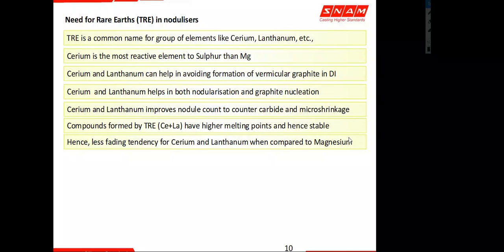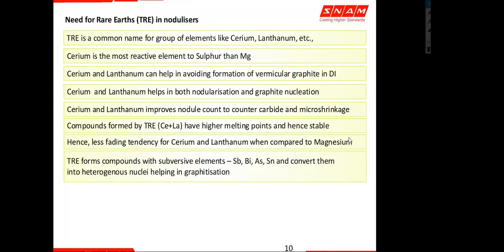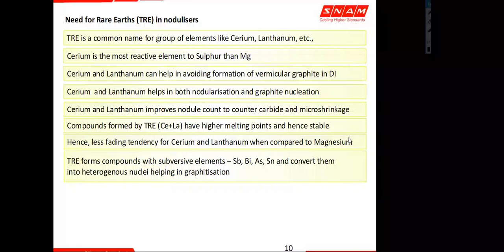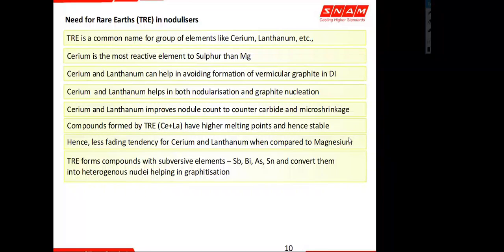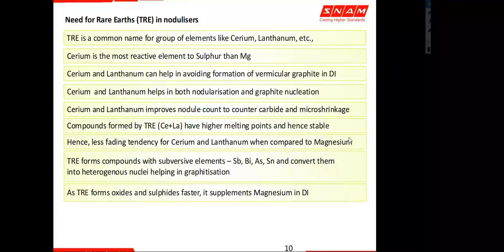Cerium and lanthanum do not fade as much as magnesium. Cerium and lanthanum form compounds with subversive elements like antimony and arsenic and convert them into heterogeneous nuclei, which helps in graphitization. So cerium reacts with the ill elements and converts them into a useful compound. That is the purpose of having TRE, and it forms oxides and sulfides which supplement magnesium.